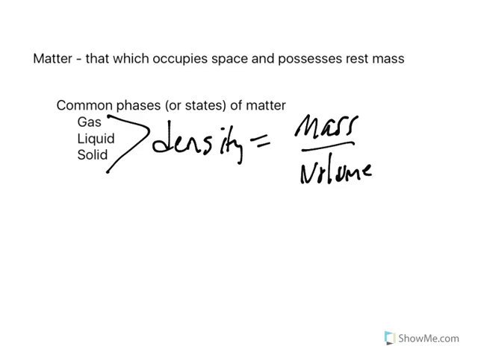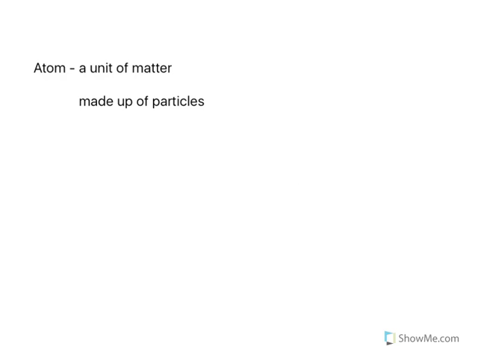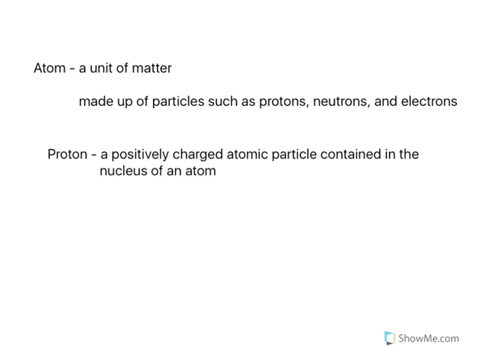Objects that are more dense, such as a solid, have more matter. Objects that are less dense, such as a gas, have less matter. So if gases, liquids, and solids are common phases of matter, then what makes up these gases, liquids, and solids? Well, the answer to that is going to be atoms and molecules. And an atom is made up of particles, such as protons, neutrons, and electrons.